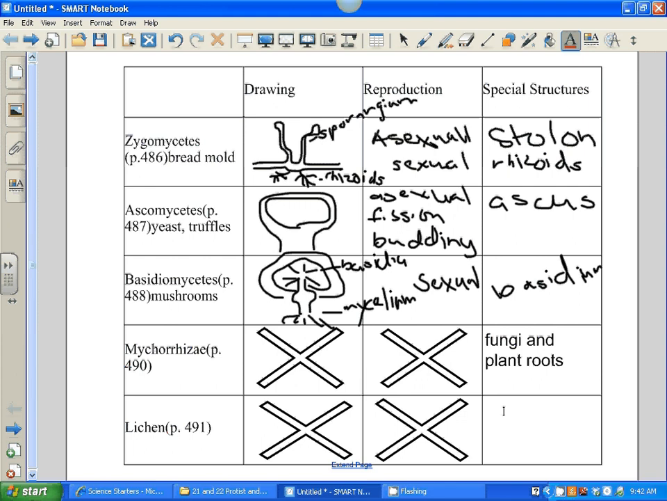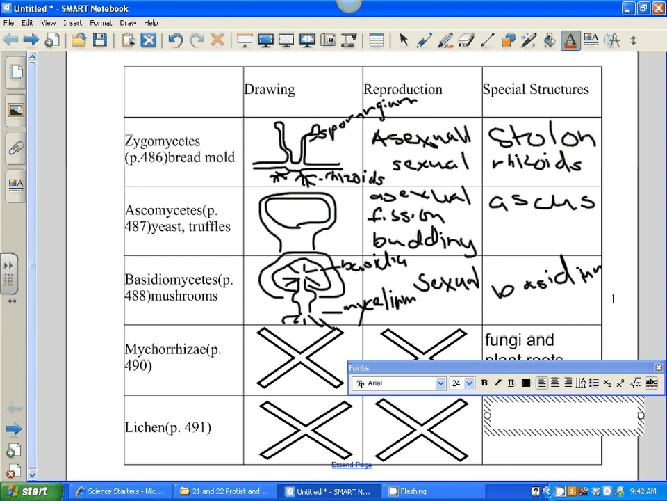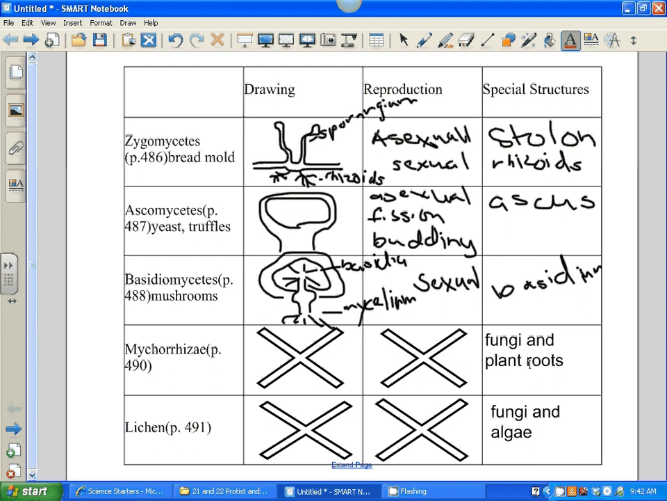And I will also be giving you a picture of all these to put in your scrapbook so that you've got something better than these drawings right here. The lichen you will definitely recognize. It is a symbiotic relationship between fungi and algae. Remember, algae are a type of protist. And so while mycorrhizae are fungi and plants, this one is fungi and protist. And that's all we've got for this.